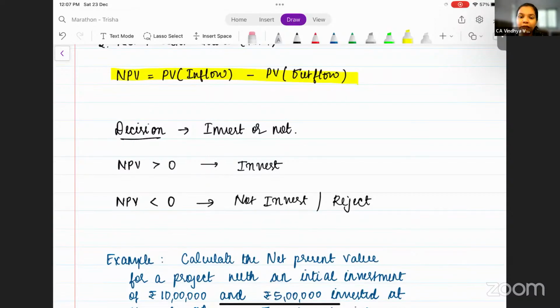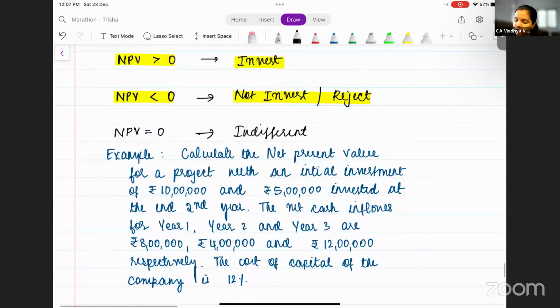Okay. So what happens here? We have to determine whether we have to invest or not. So if NPV is greater than 0, that means inflow is higher than outflow, then you invest. And if it is vice versa, then you do not invest. Now you might ask, what if NPV is equal to 0? Then it becomes indifferent.